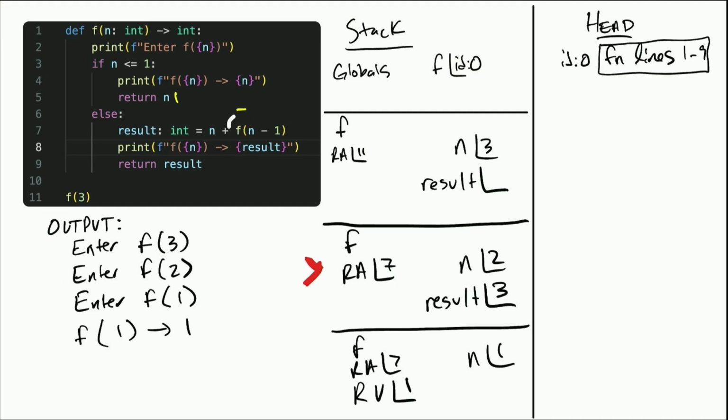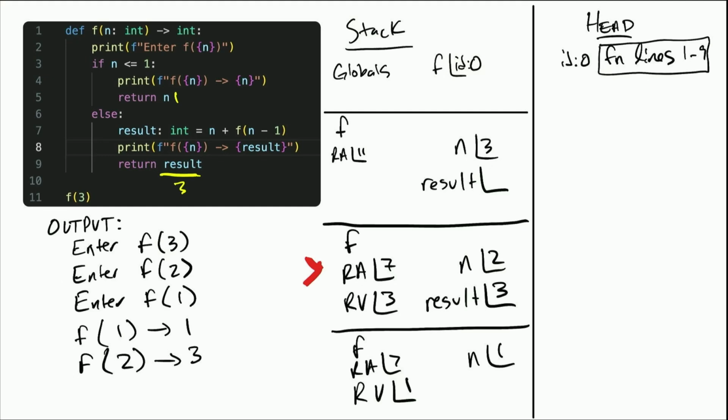And then we continue on, and we reach this print statement. So we print f, and we look at what in our current frame, what is n? N is 2 in our current frame, is resulting in, and then we substitute in result. In our current frame, result is 3. Cool. And then on the next line, on line 9, we are going to return result. When we look in our current frame, our result is 3. So we enter our return value 3 here.